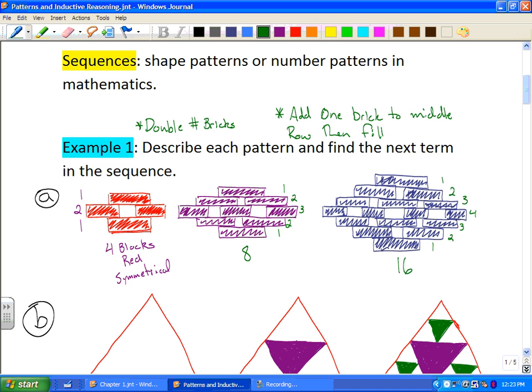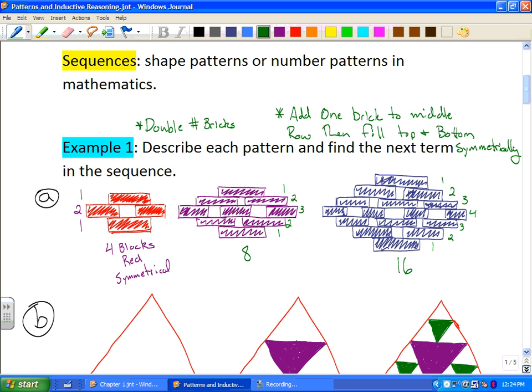And then fill top and bottom symmetrically. JP, double the number of bricks. Is there a pattern with the colors? No. There's no pattern. Now, if it started back over with a red, then yeah, there would be.